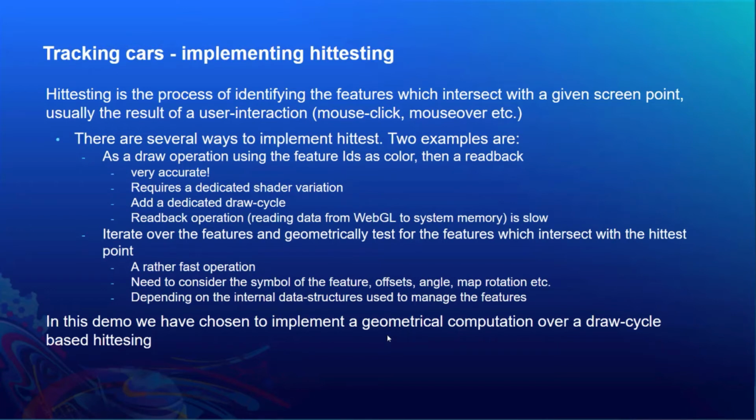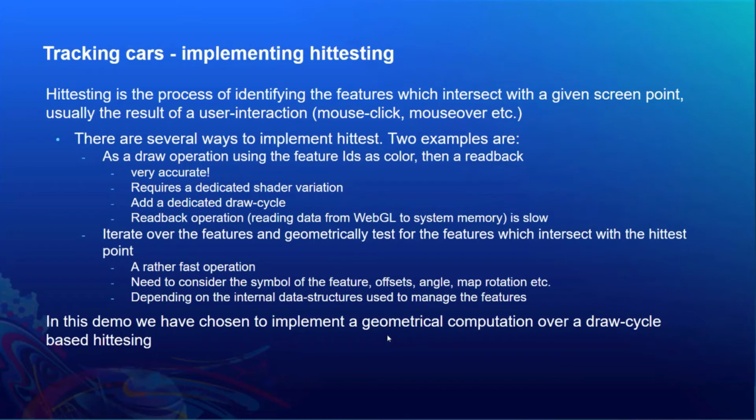We use it with both the vector tiles and the feature layer, and it's extremely accurate. It allows us to use very complex symbols, and it works really well. But it requires a dedicated variation of the shader, and requires adding a dedicated draw cycle for that. And the readback operation could be slow. WebGL is relatively slow in that respect.